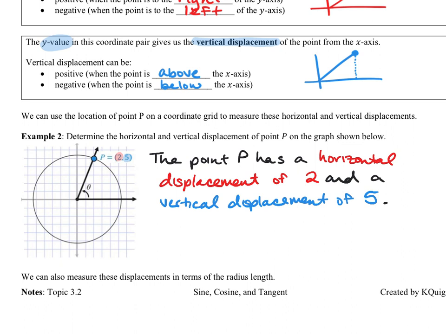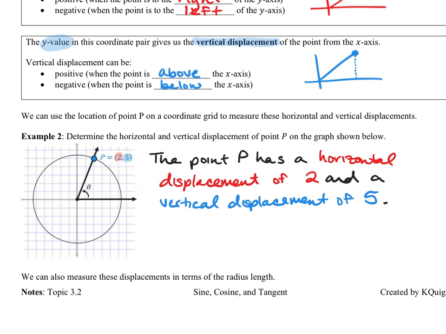Easy peasy, yeah? Read the coordinates. They tell us our displacements. They tell us the distances we're traveling left or right and up and down, which is what coordinates do. But that's just the beginning, because once you have these displacements or these distances from your different axes, you're going to be able to compute or measure these displacements in terms of the radius length. So we're going to start creating some ratios, getting us back to the radius length in radians.